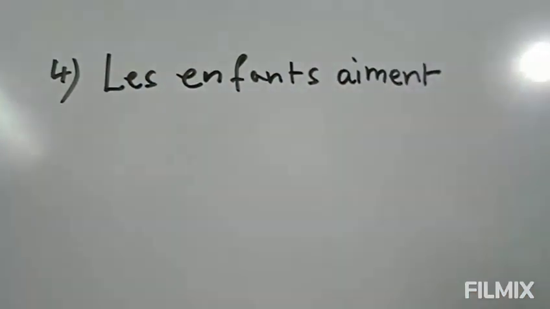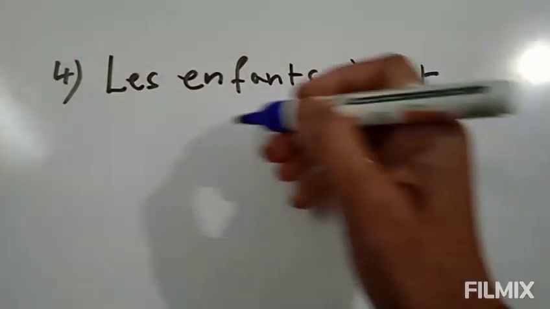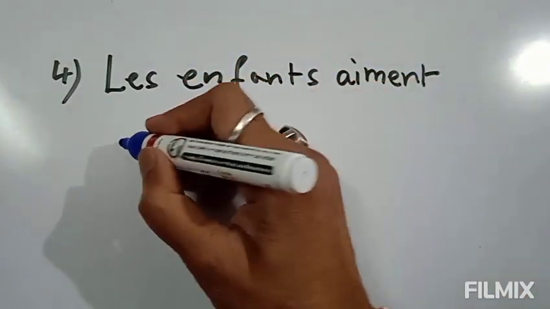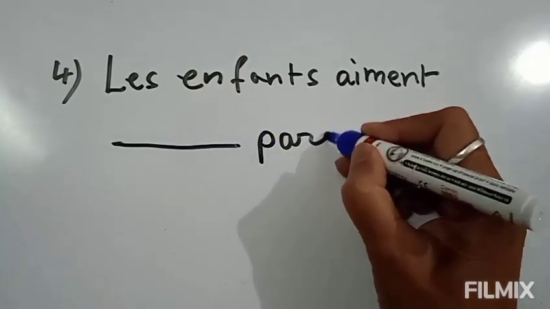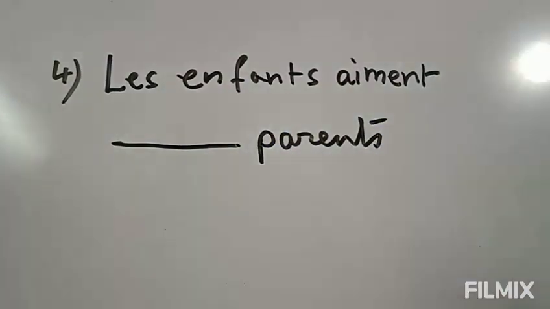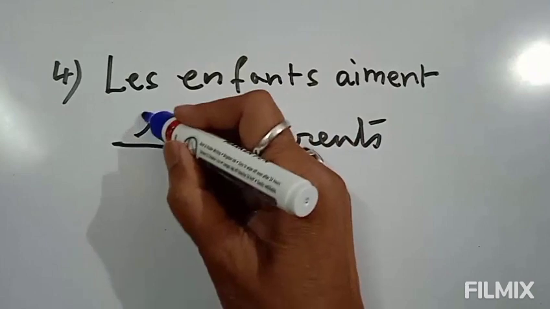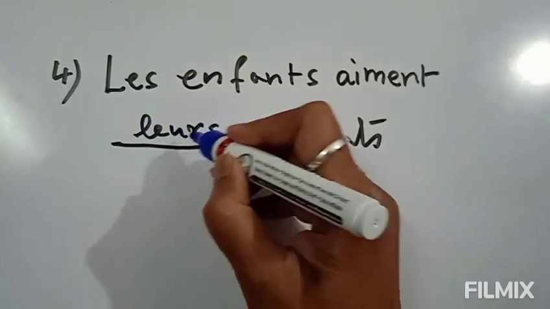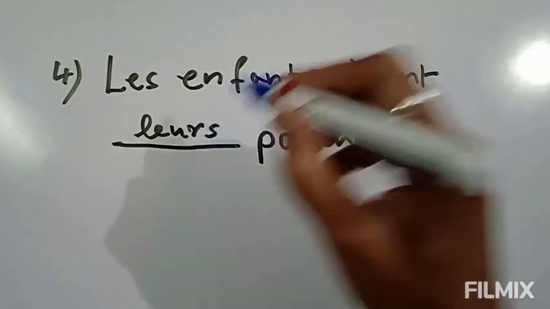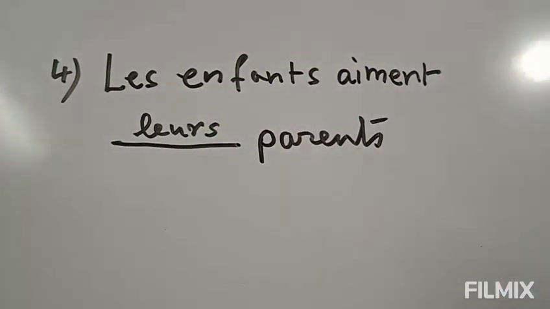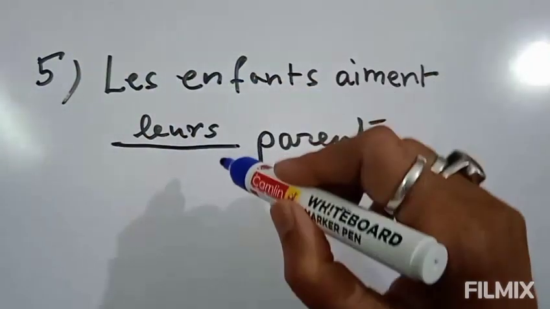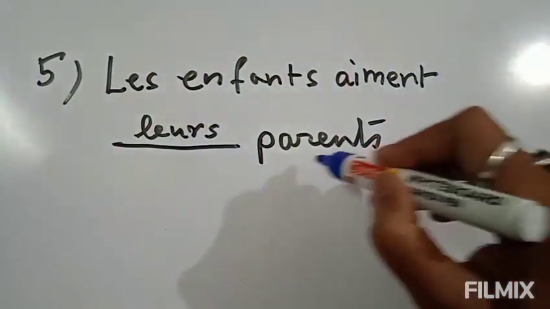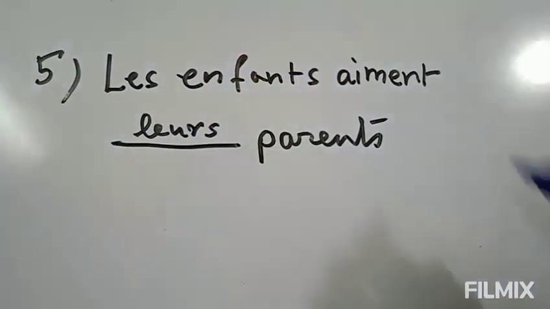But if I am changing a little bit, les enfants aiment, if I give it parents, what will be in this case? It will be plural: L-E-U-R-S, their parents. As it is plural, you are using the plural. In the previous case, sentence number 4, it was singular, so L-E-U-R, but parents is plural, so L-E-U-R-S. It depends on that.